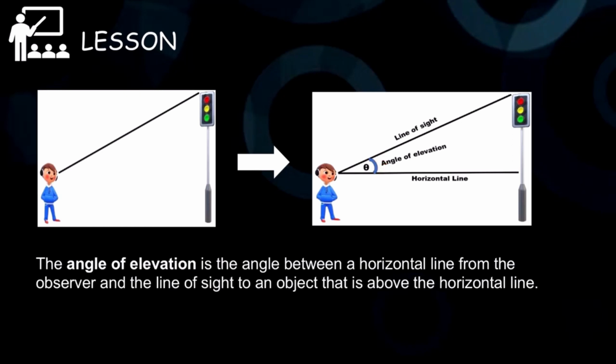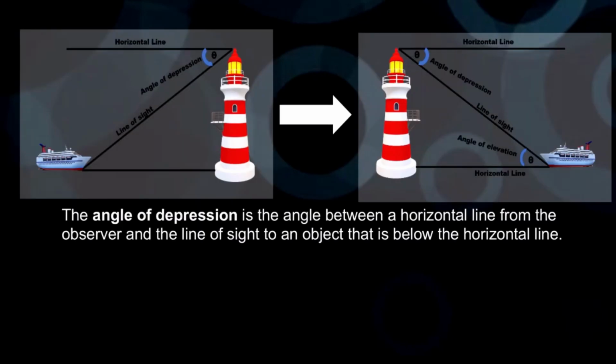The angle between the line of sight and the horizontal line of sight is called angle of elevation. Basta po yung line of sight natin is above the observer, that is the angle of elevation. Basta po mas mataas sa kanya yung tinitignan niya, that is angle of elevation. Okay, next. Ngayon naman po is the angle of depression. The angle of depression is the angle between the horizontal line from the observer and the line of sight to an object that is below the horizontal line.